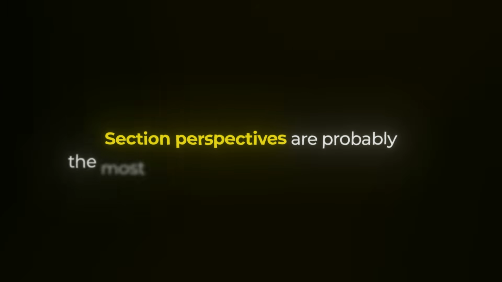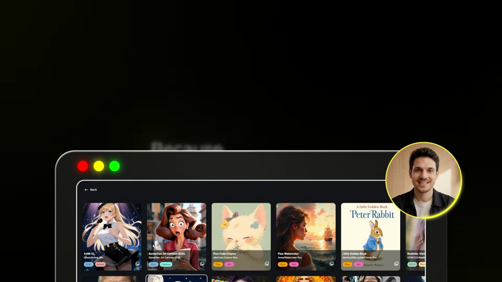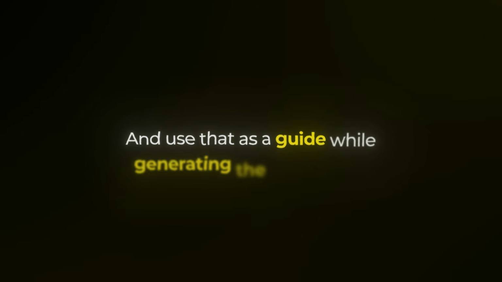Section perspectives are probably the most demanding drawings to produce in traditional workflows because you're creating a hybrid between a technical section and a rendered perspective. This is where I use Stable Diffusion XL because it has a feature called ControlNet. What ControlNet does is analyze your reference image, extract specific information like edges or depth, and use that as a guide while generating the new image.